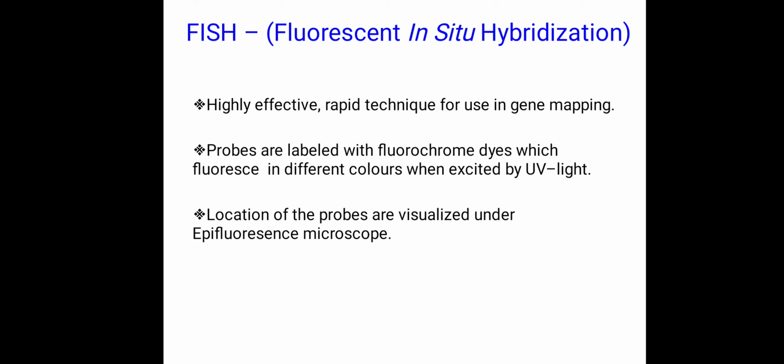Then comes FISH, that is fluorescent in situ hybridization. It is a method that is used in gene mapping. It is a very highly effective, rapid technique for use in gene mapping. Probes are labeled with fluorochrome dyes which fluoresce in different colors when excited with UV light, that is ultraviolet light. The location of the probes is visualized under an epifluorescence microscope. It is a very specialized microscope built only for this type of method.